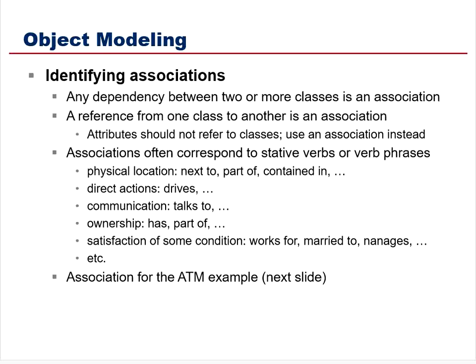Okay, next to means from this we can get an idea related with the physical location. Drives is related with the direct action. Talks to is related with the communication. So from these verb phrases we can understand the association or the relationship, right? So from this we can identify the different types of association in the particular object model.